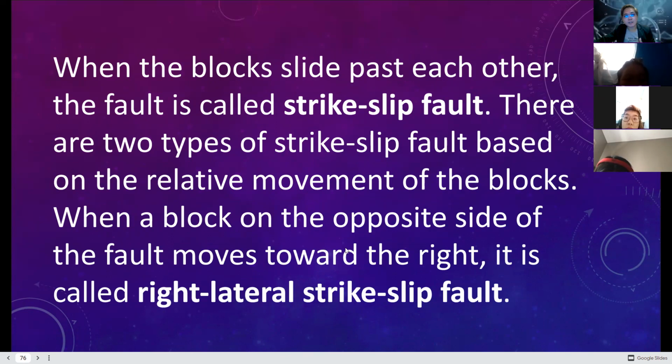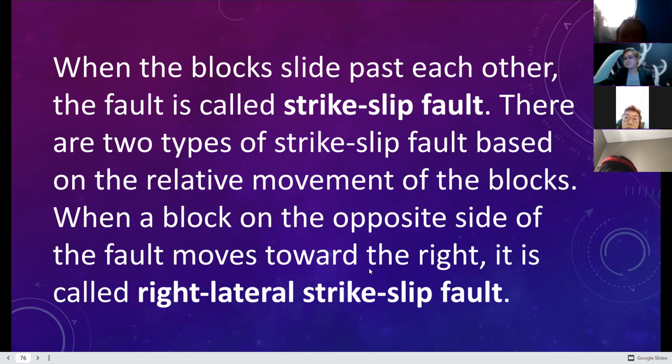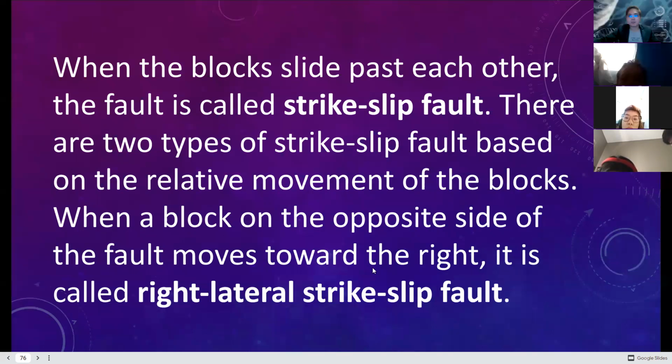When the block on the opposite side of the fault moves towards the right, it is called a right lateral strike slip fault. Right lateral movement, okay?